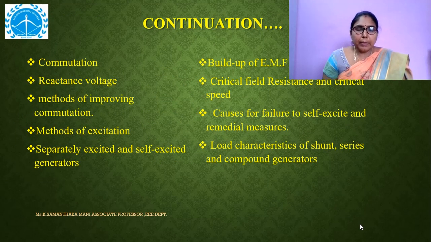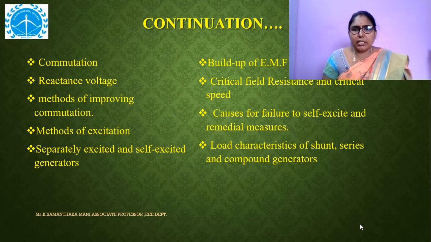Next, commutation: the principle of operation, what do you mean by commutation, and reactance voltage, and what are the methods of improving this commutation, because commutation causes some losses, and sometimes it causes sparking at the commutator. So what happens because of this one, there is damage to the entire generator. So in order to overcome that bad effect, we are going to improve that commutation, so methods of improving commutation are also there.